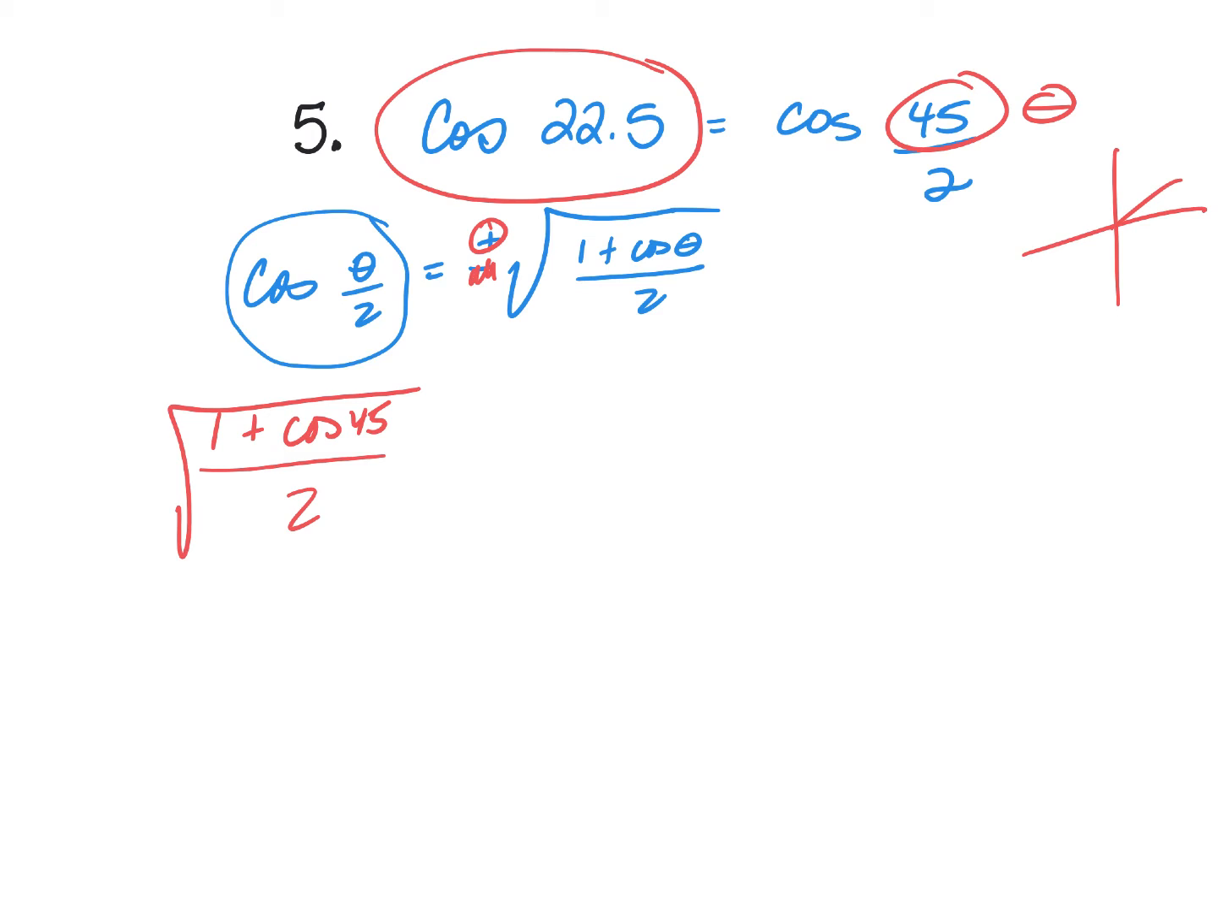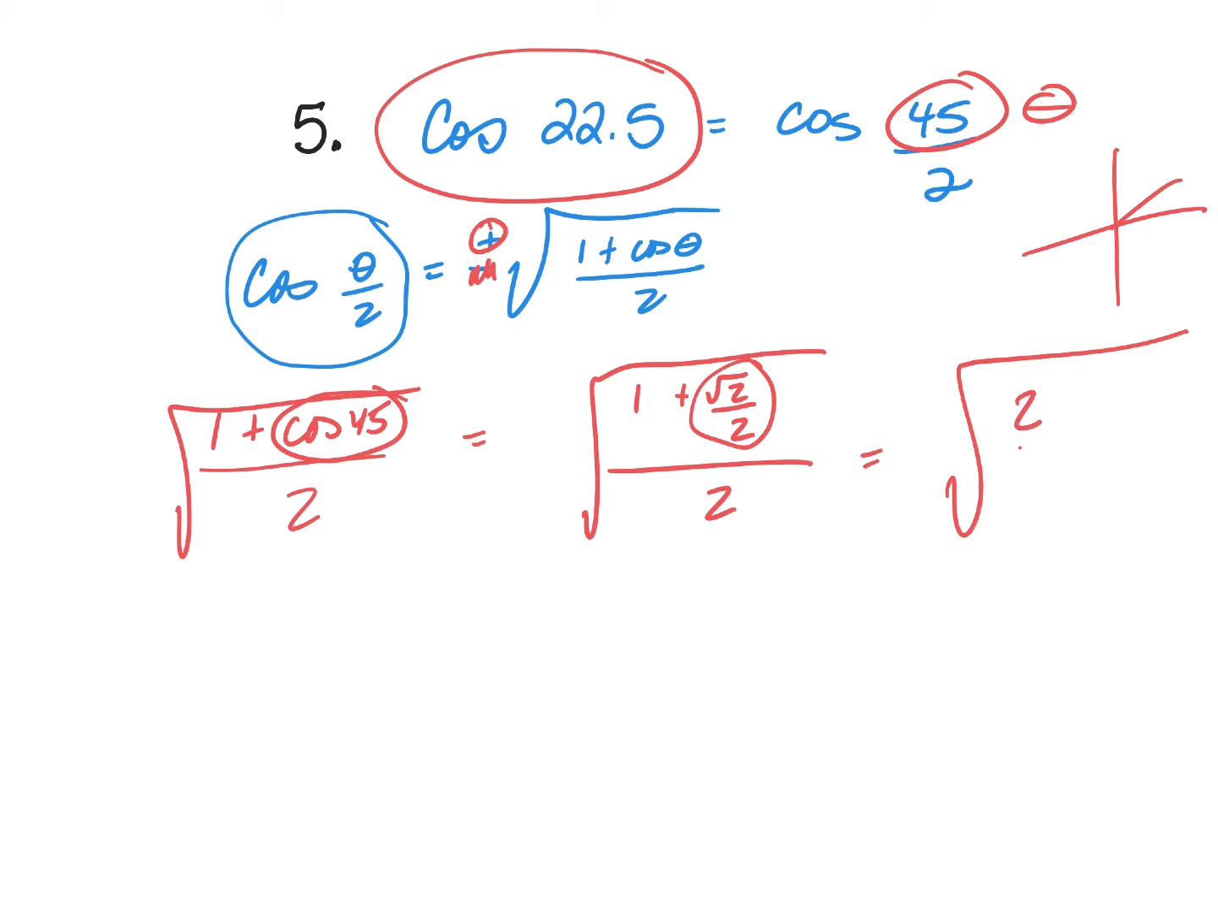The cosine of 45 is root 2 over 2. So this is 1 plus root 2 over 2, all over 2 in the square root. All I did was replace that with that. So now we have to find a common denominator upstairs, and we get 2 over 2 plus root 2 over 2, all over 2. I love these 2's. And that's going to be 2 plus root 2 over 2.